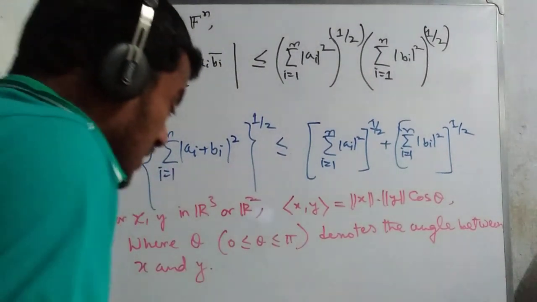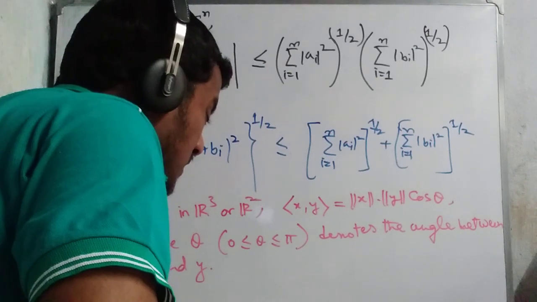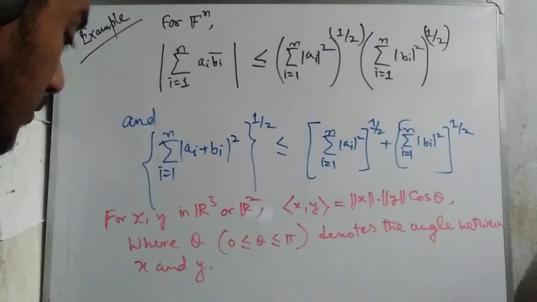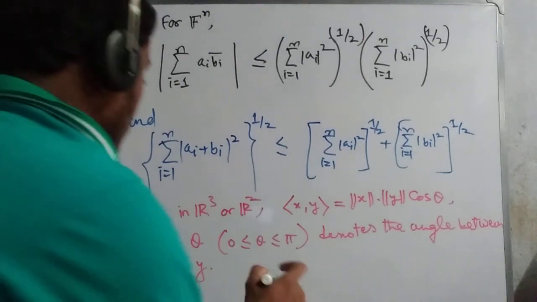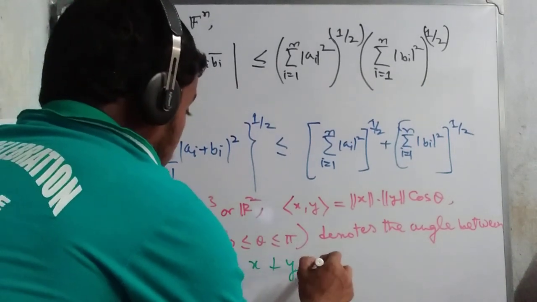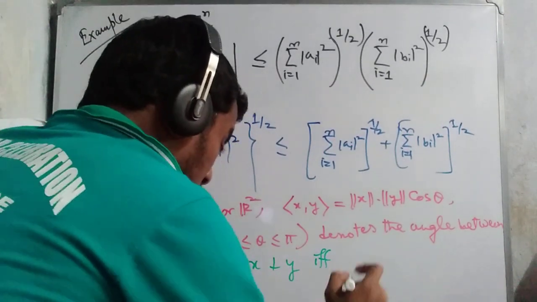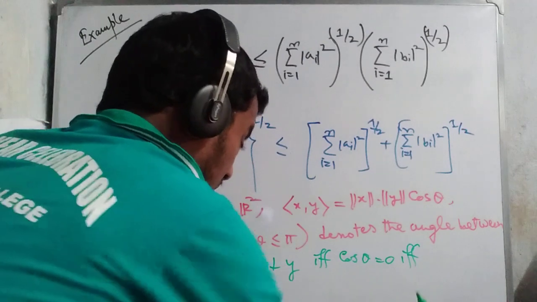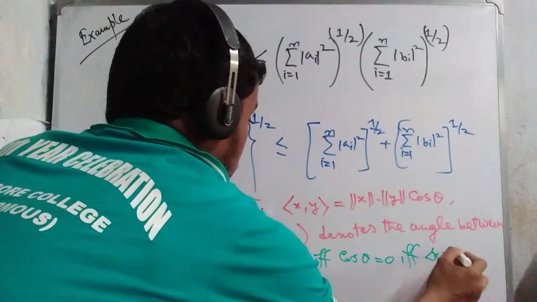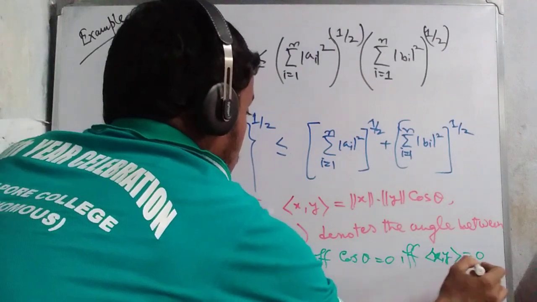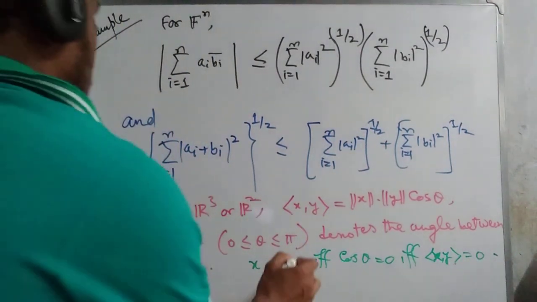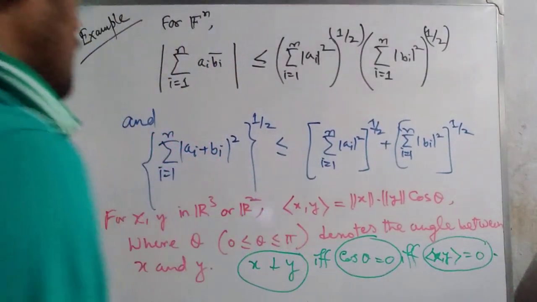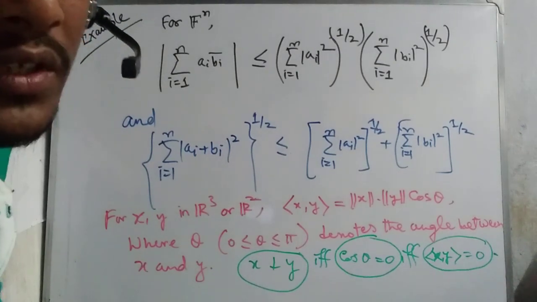Then obviously, for non-zero vectors x y, we write it in this way: x is perpendicular to y if and only if cos theta equals 0, and if and only if the inner product of x y equals 0. Do these happen or not? I think this one is done.